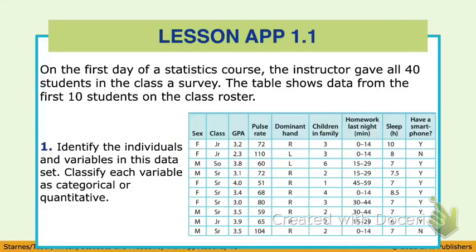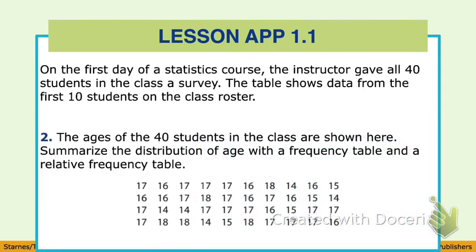Number 2, it asks us, here are the ages of the 40 students in the class, and we need to summarize with a frequency table and then a relative frequency table. All right, so it looks like our smallest number here is 14. And so for my frequency table, I'm going to have 14, 15, 16, 17, then 18. And then if I can squeeze it in here, I'm going to have a total at the end. And I just basically need to count up how many of each of these do I have.